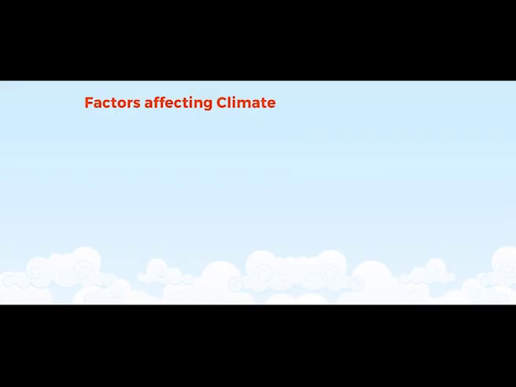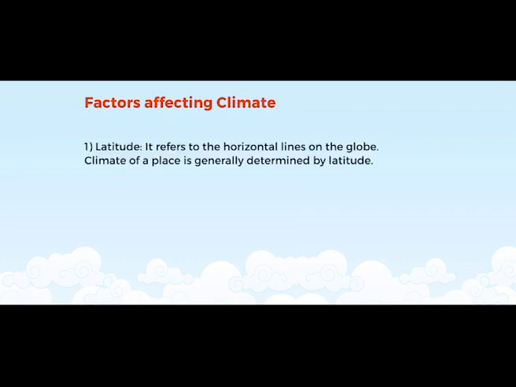Next topic is about the factors affecting climate. So it is said that there are different factors which affect climate or weather of a place. So first factor which affects the climate or weather of a place is latitude. And latitude here refers to the horizontal lines on the globe. And climate of a place is generally determined by latitude.